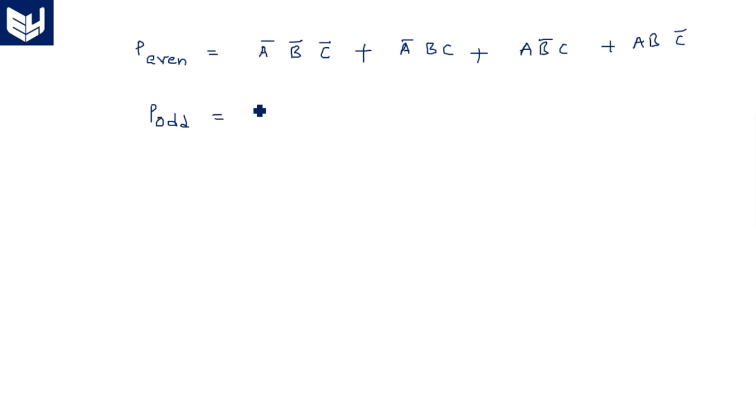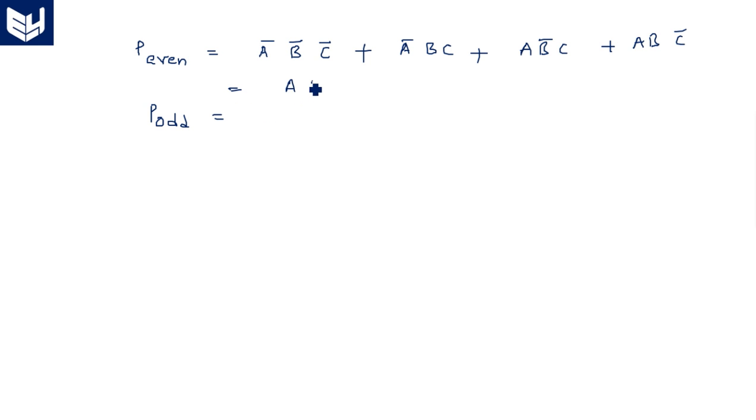So P even is equal to A bar B bar C plus A bar B C bar plus A B bar C bar plus A B C. Based on the ones, wherever we have ones, the corresponding binary information is written. Let us write the simplest form of this.